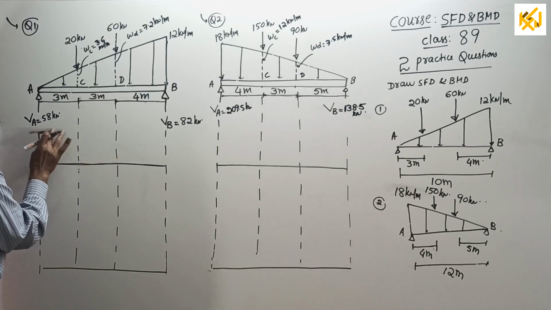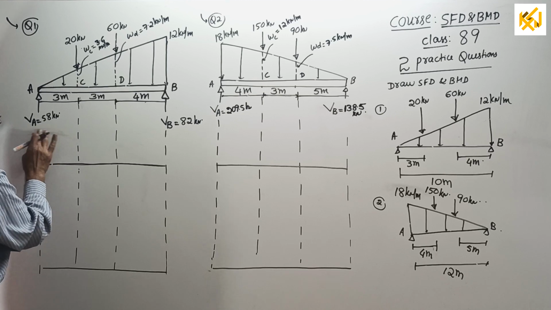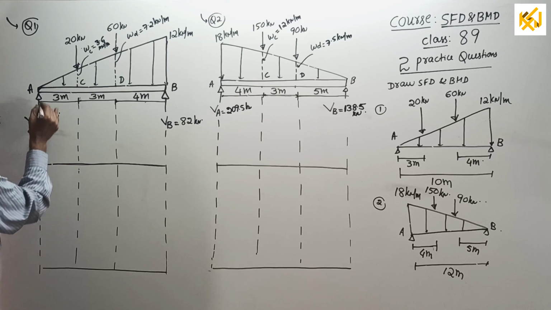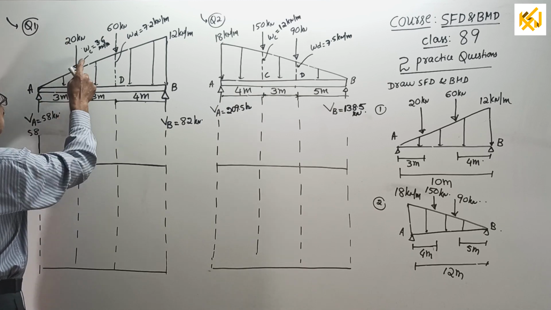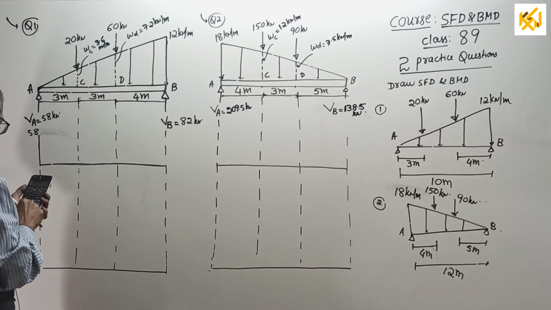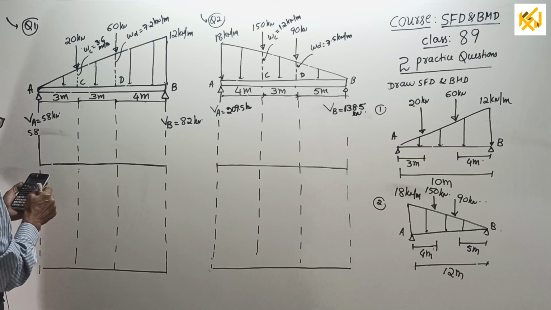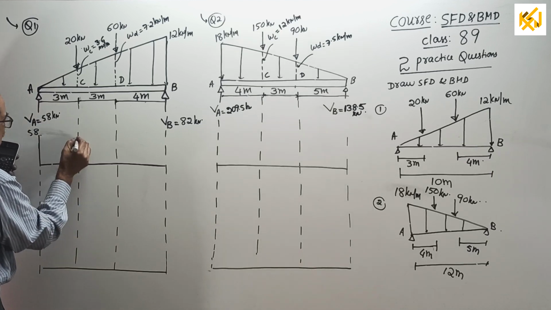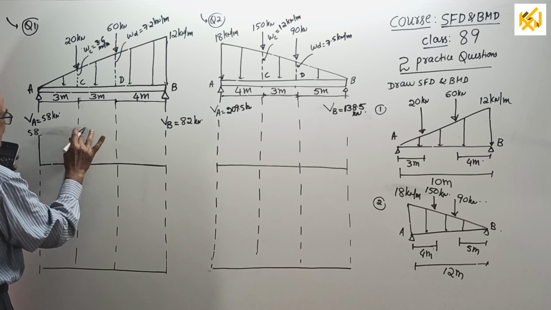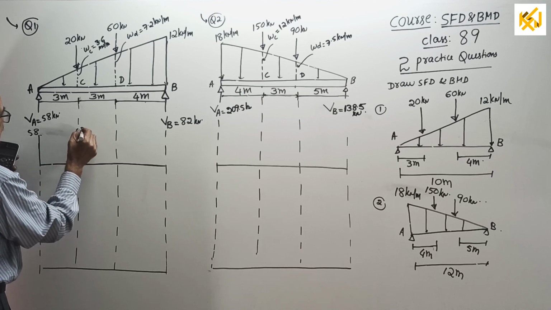Sufficient. Okay. There more shear force is there. 58 is sufficient. Then here to here, come down by half into 3 into 3.6. 58 minus half into 3 into 3.6. It will come 52.6. That is very nearly equal, slightly lesser. See, 52.6.